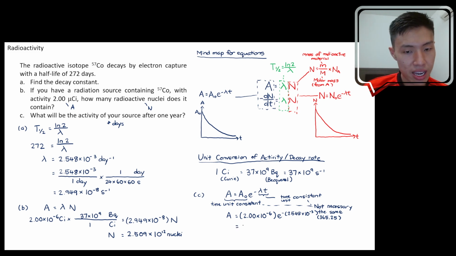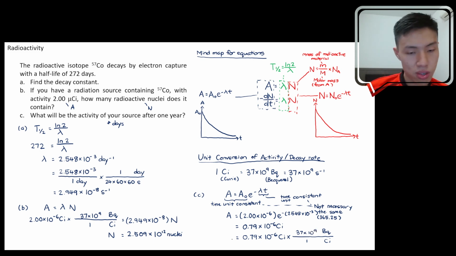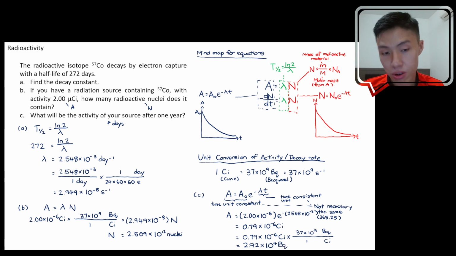So the activity after a year is 0.79 times 10 to the power negative 6 Curie. But you can choose to convert it to Becquerel as well, because sometimes people prefer Becquerel. You do this by eliminating Curie and introducing Becquerel, knowing that 1 Curie has 37 billion Becquerel. With a unit conversion, you get the answer in Becquerel: 2.92 times 10 to the power of 4 Becquerel. If you write your answer in Becquerel, that is correct. If you write it in per second, that is correct as well. But usually I write in Becquerel.